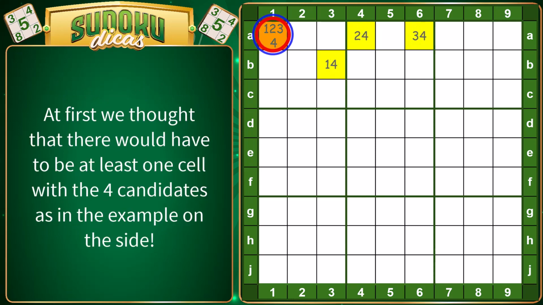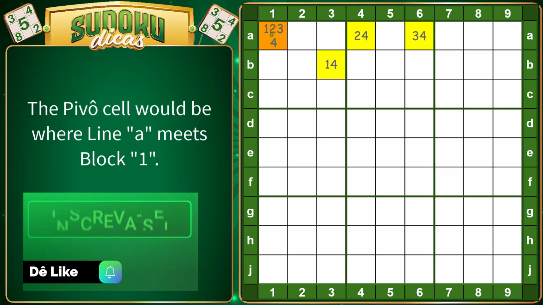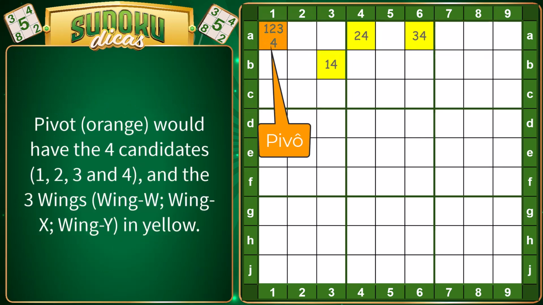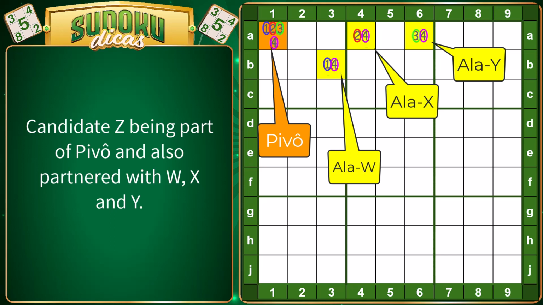At first we thought that there would have to be at least one cell with the 4 candidates, as in the example on the side. This cell should be the pivot of the broken excluding quad. In English, bent quad. The pivot cell would be where line A meets block 1. Pivot, orange, would have the 4 candidates, 1, 2, 3 and 4, and the 3 wings, wing W, wing X, wing Y, in yellow. Candidate Z being part of pivot and also partnered with W, X and Y.